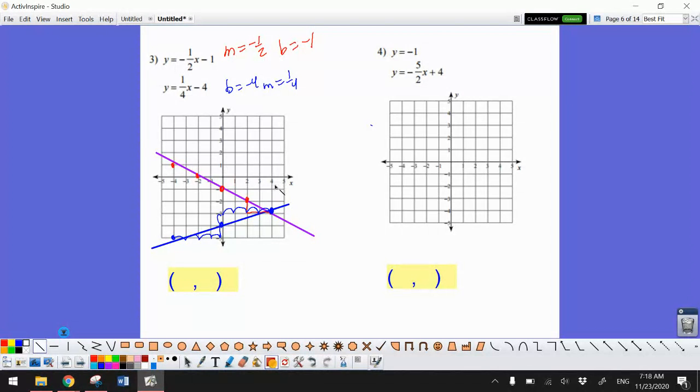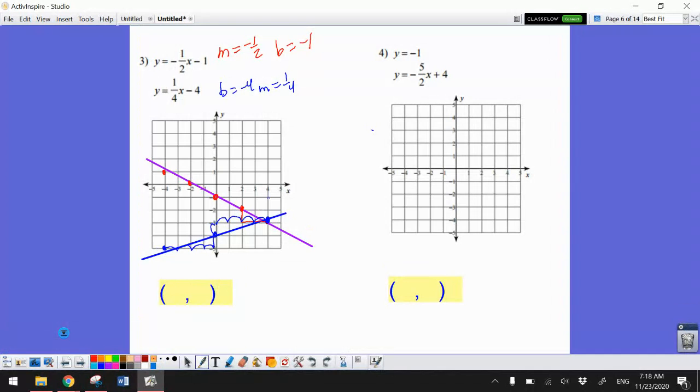It makes it easier to find your solution. So my x value is a 4. 1, 2, 3, 4. And to get to that point, I'm going down 1, 2, 3. So that means that is a negative 3.